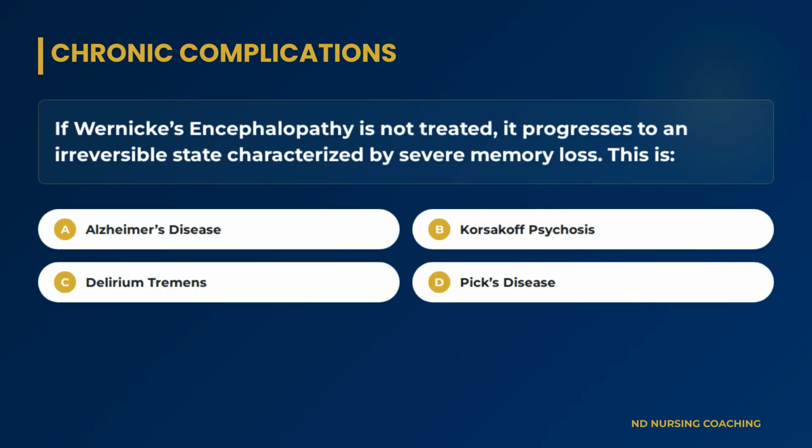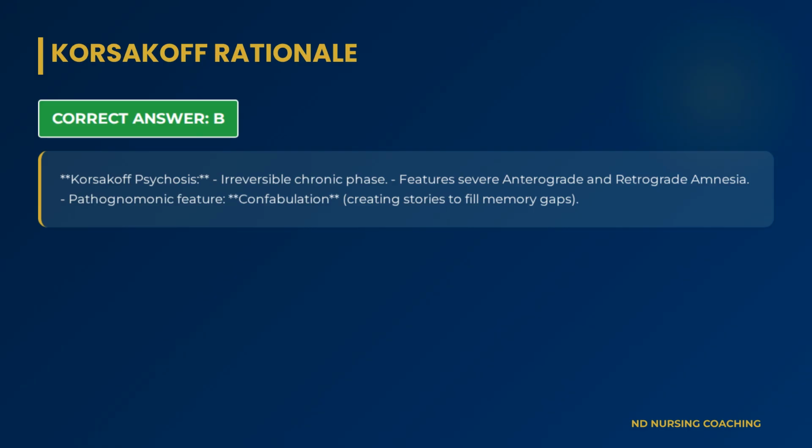Which condition is a chronic, irreversible neurocognitive disorder that is the late stage of thiamine deficiency following untreated Wernicke's encephalopathy? The correct answer is C. Korsakoff psychosis. This is characterized by profound, irreversible memory impairment and the inability to form new memories. It is often referred to as Wernicke-Korsakoff syndrome.